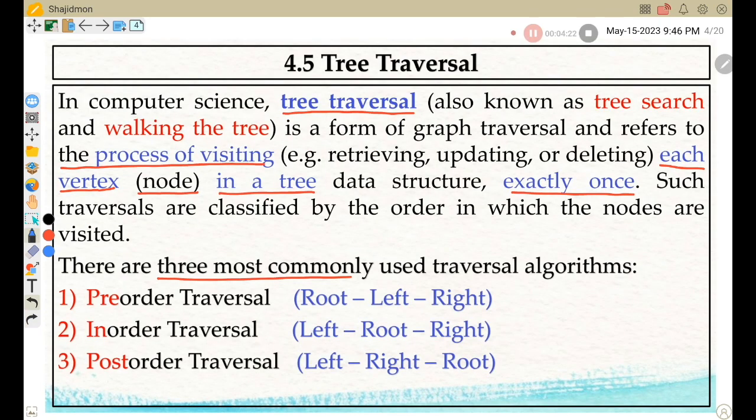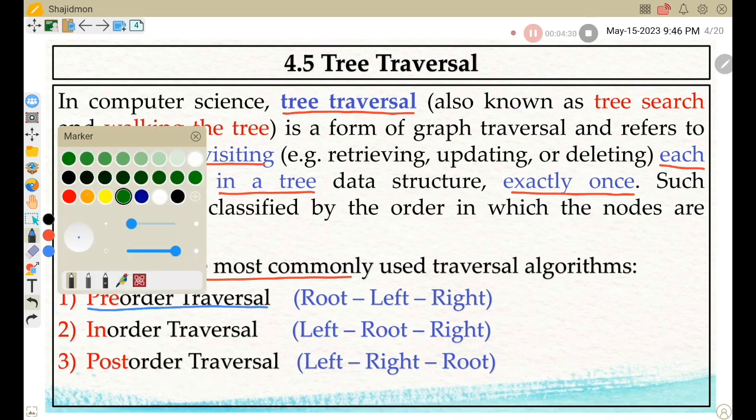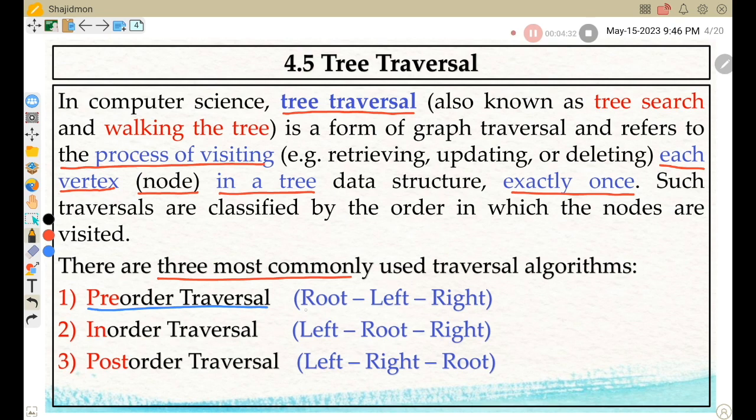So now, there are three most commonly used traversal algorithms. One is called pre-order traversal. In pre-order traversal, we first visit the main root vertex, then we visit the left subtree, and after that the right subtree. Root, left and right, this combination we follow. This is the pre-order traversal. Pre means first we visit the root, that is why it is called pre-order traversal.